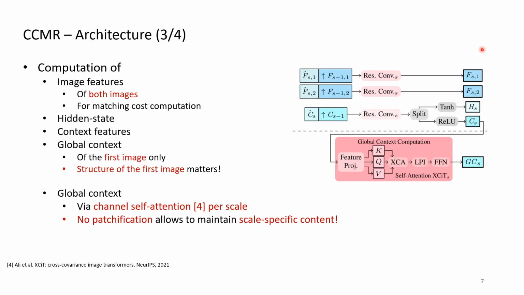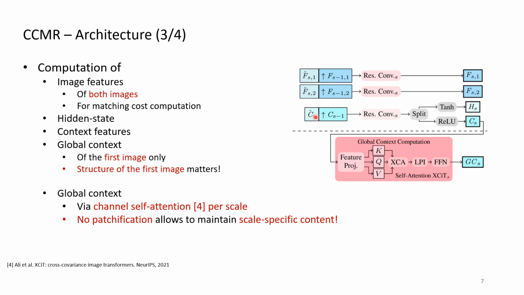We showed two slides before that CCMR computes the flow in a coarse-to-fine manner. Now, we had a lot of inputs for each block at each scale, right? Now, we want to show how we computed image features, context, hidden state, and a global context. Image features are actually just the output of our feature encoder that you just saw one slide before. The context and hidden state are computed similarly.